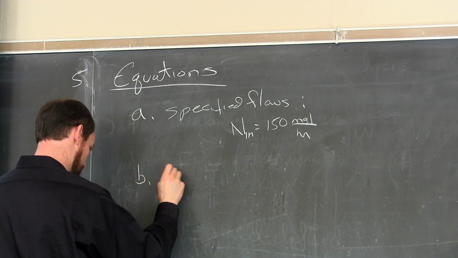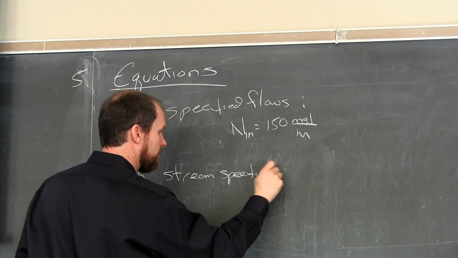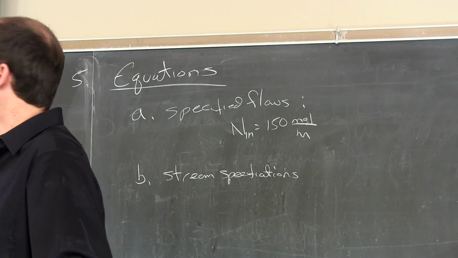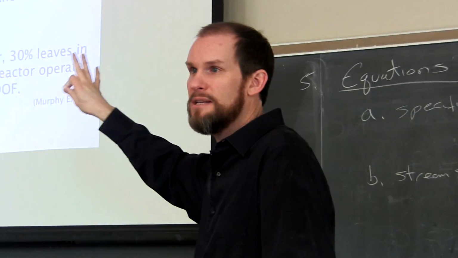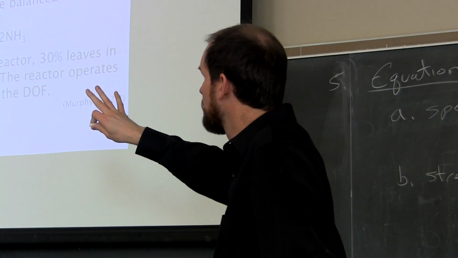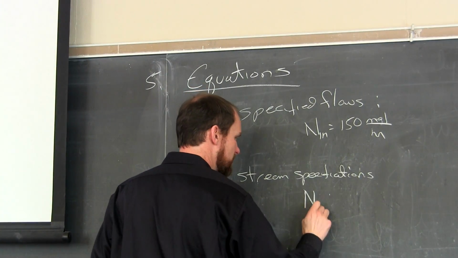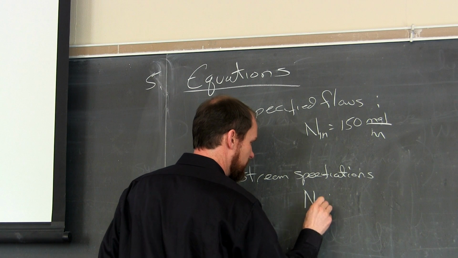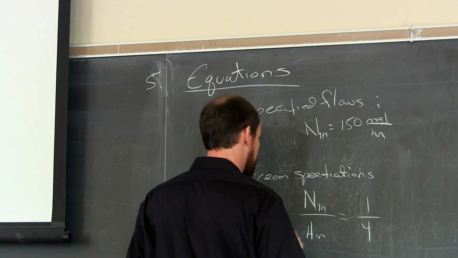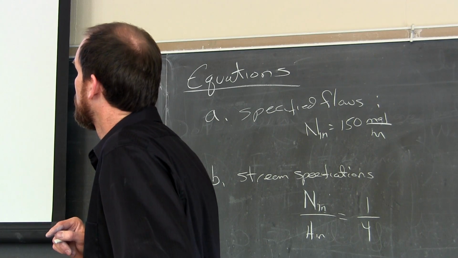Part B is going to be stream specifications. 150 moles per hour is a flow. That's a specified flow. 4-to-1 ratio is telling you about composition. That's a stream composition specification. So it's a little pedantic, but it's going to help us keep these straight. So N in over H in is 1 to 4. That's going to be a stream spec. That's in part B. Any other stream specs?